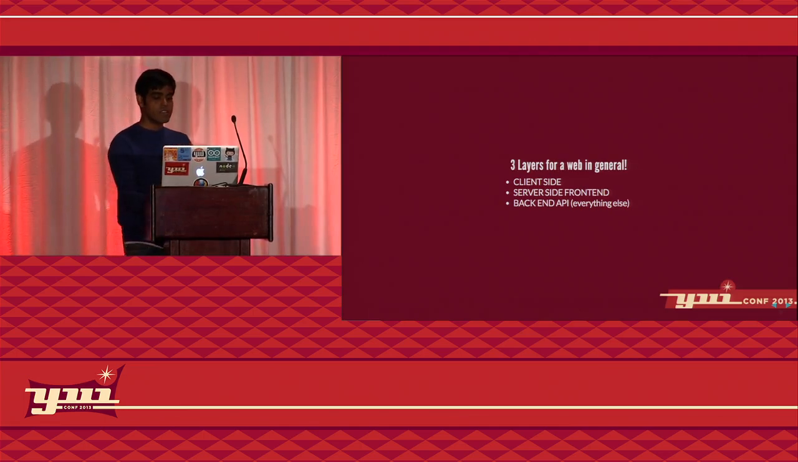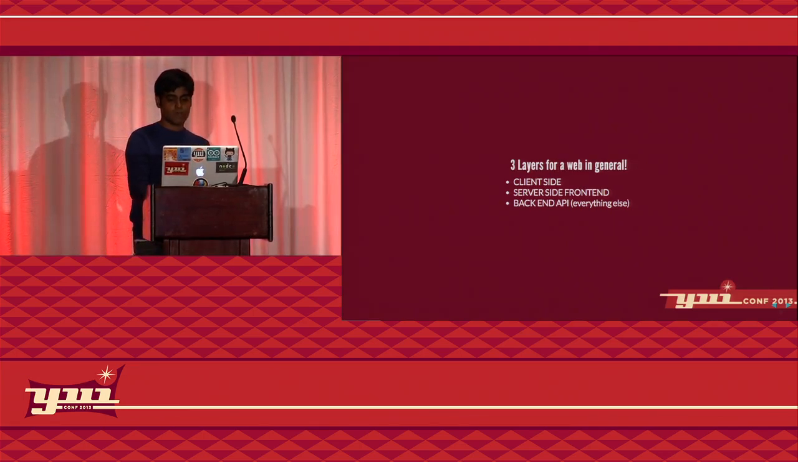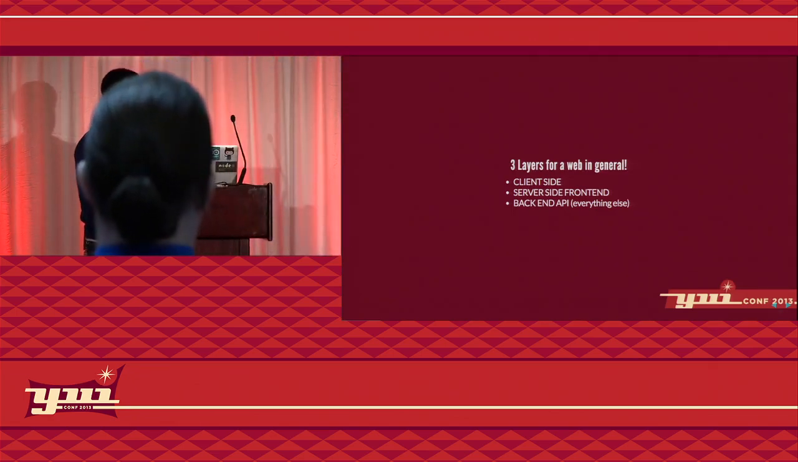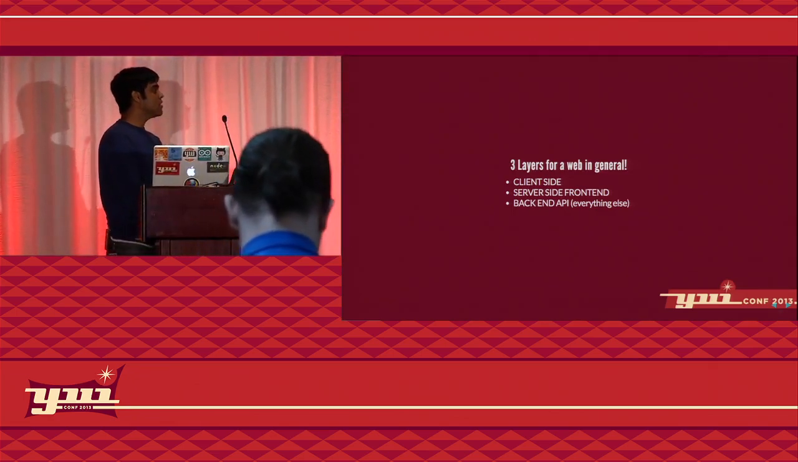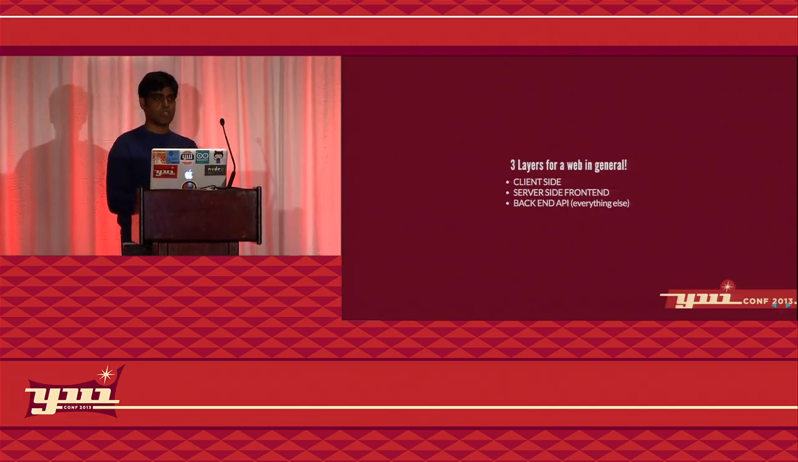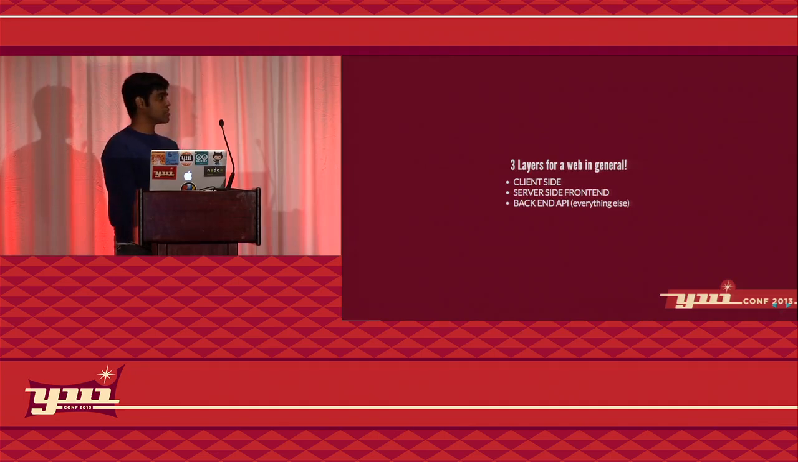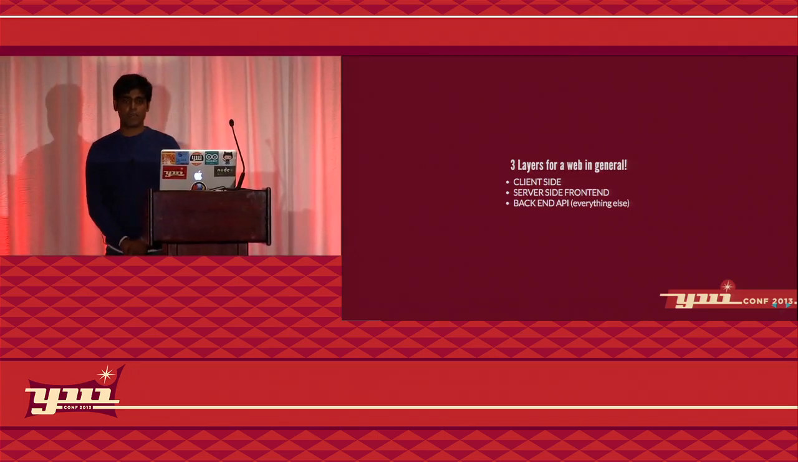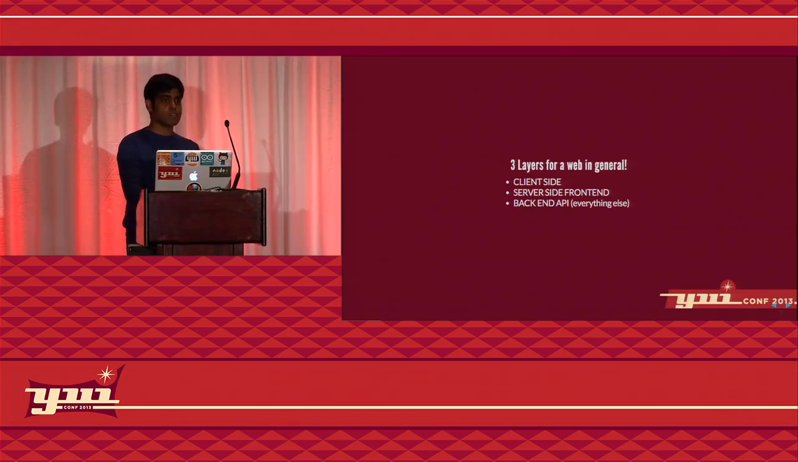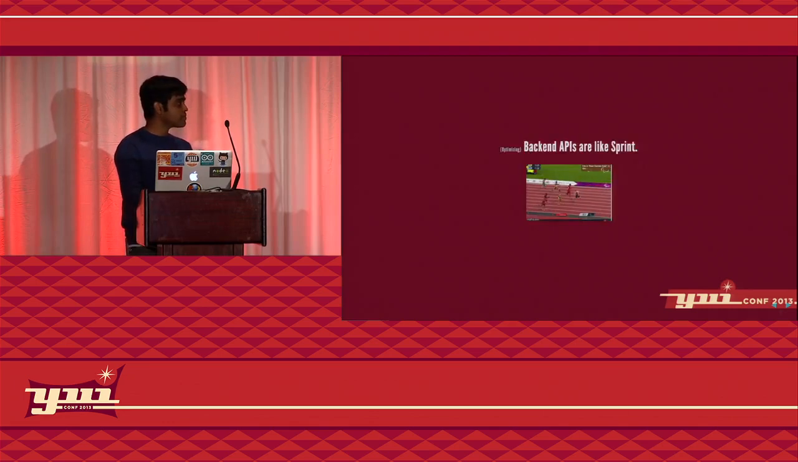So in general, we assume three layers of web. The people who are the front end: the first layer is the client side, which is the browser, and the server side front end, which is at the server, and most importantly, doing the front end pieces. And then everything else we treat as back end APIs, whether we control it or not, but mostly treat it as a back end.